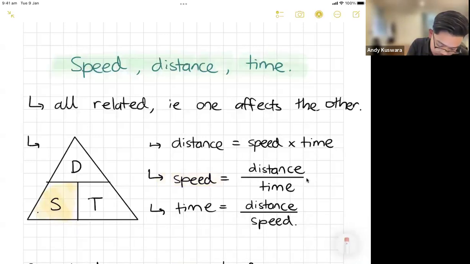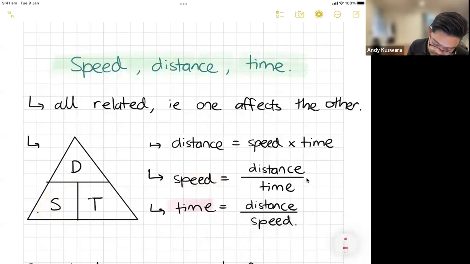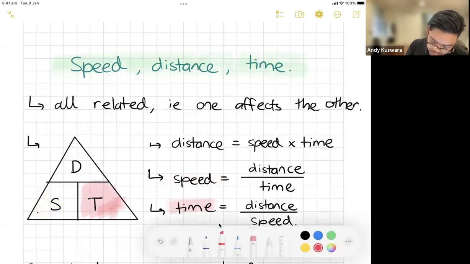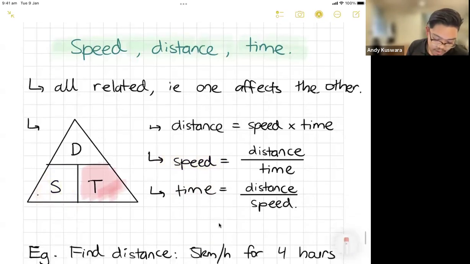For the last one, let's do red. The way that I would find time, I would do the same thing. I would color in the time or put my finger over the T, and I can see that distance is up on top and speed is on the bottom. That's why distance is on top and speed is on the bottom. So that's how you would calculate these things.